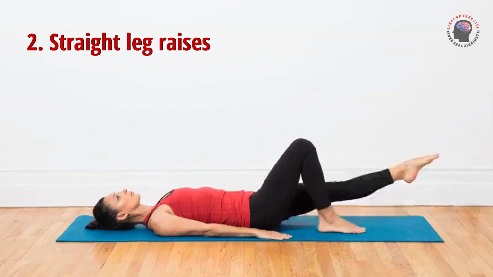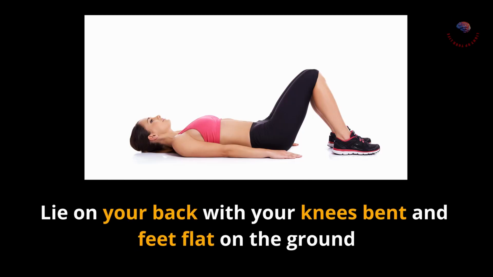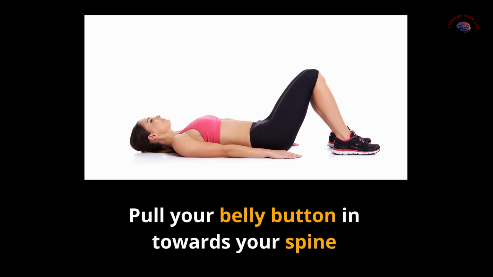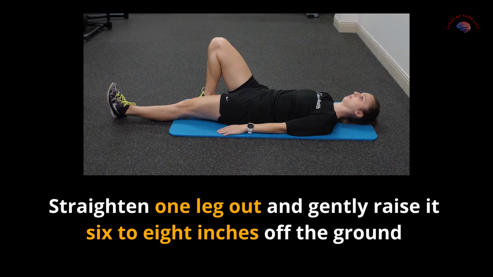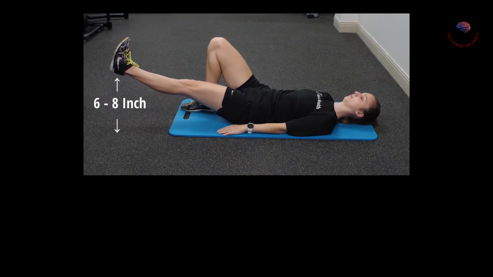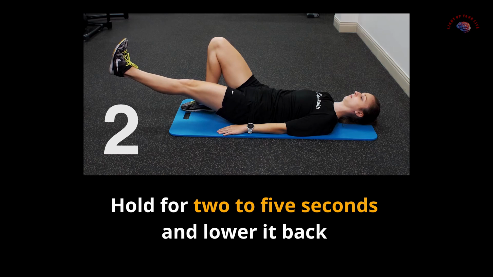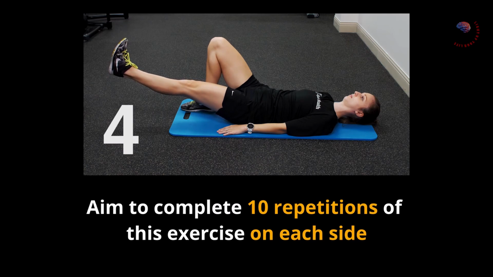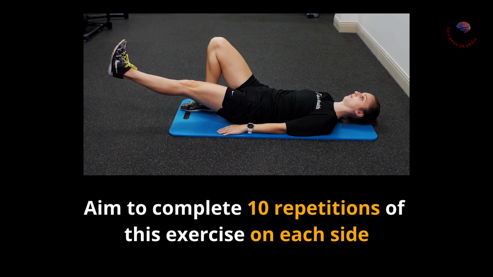Straight leg raise. Lie on your back, with your knees bent and feet flat on the ground. Pull your belly button in towards your spine. Straighten one leg out and gently raise it 6 to 8 inches off the ground. Hold for 2 to 5 seconds and lower it back. Aim to complete 10 repetitions of this exercise on each side.